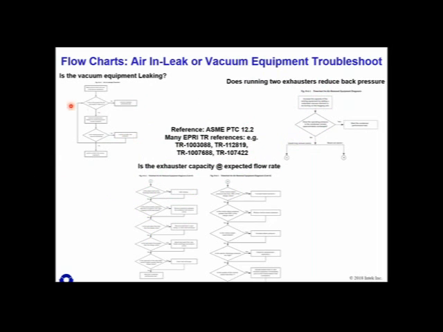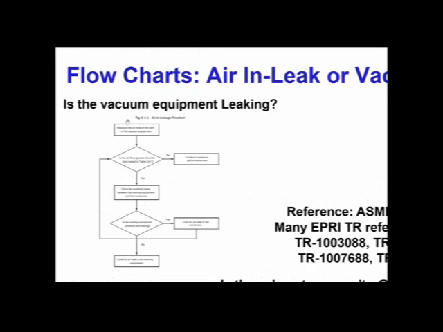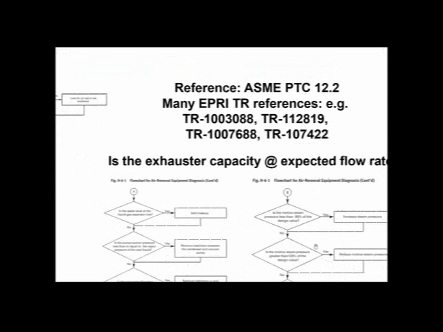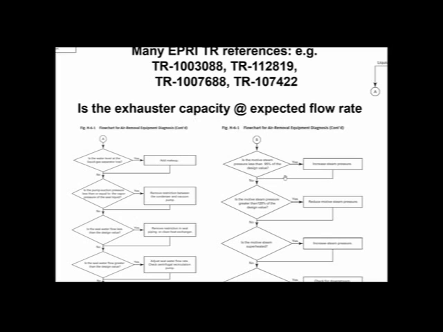Now this slide is an example of flowcharts that exist to help you take very specific step-by-step actions to troubleshoot equipment. So let's zoom in on some of this here. Here's one up here. Is the vacuum equipment leaking? And so there's some very specific steps and decision trees to go through to figure out if the vacuum equipment is leaking. There's a whole bunch of steps to figure out if your exhauster capacity has an expected flow rate. And I'm not going to go into all these in this session. Okay, these are very specific equipment troubleshooting steps.